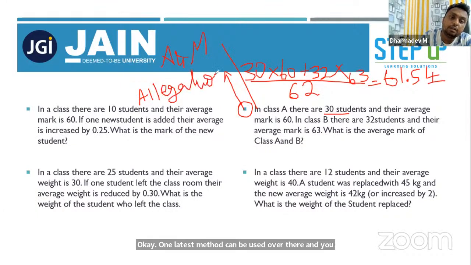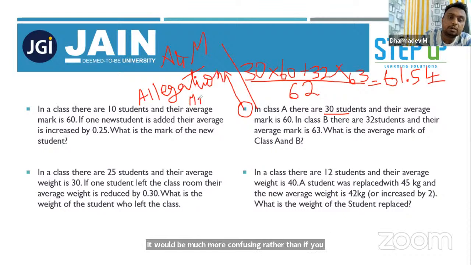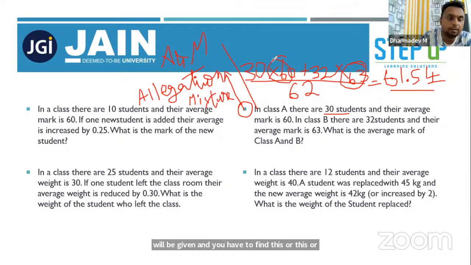There are many methods to solve these alligations. It would be much more confusing, but if you understood the average concept, the same thing can be applied over there in alligation and mixtures. Very easy, the same method. Sometimes the total will be given and you have to find this, or some value will be missing and you have to find that. That's all. Would you try that method?